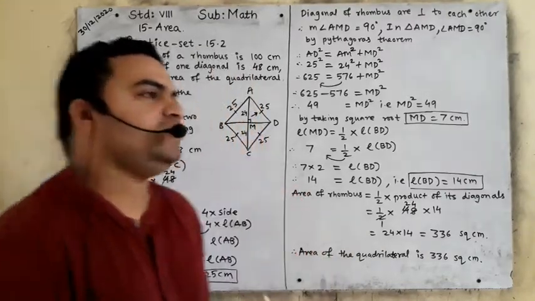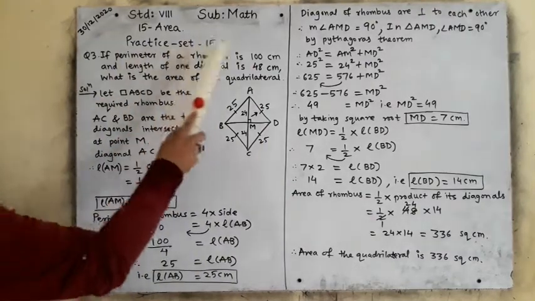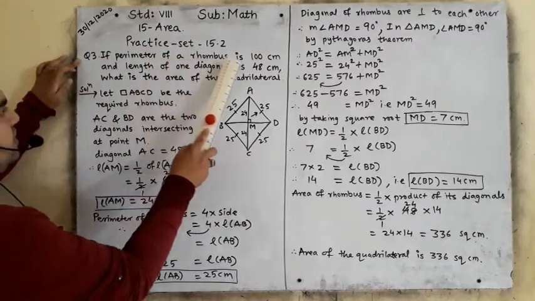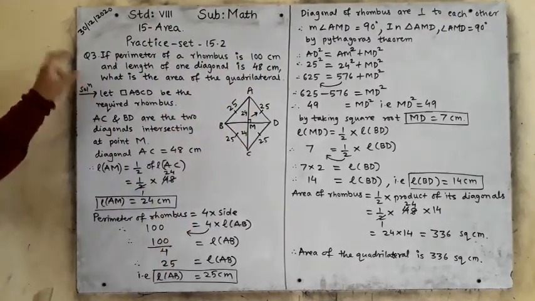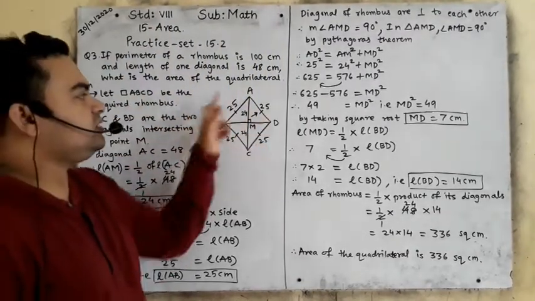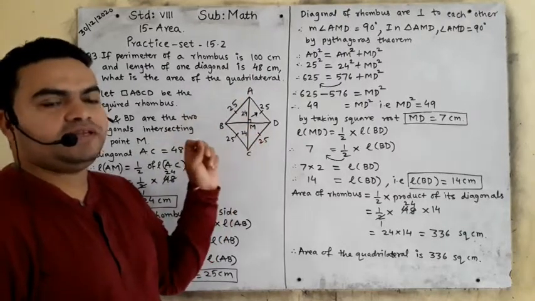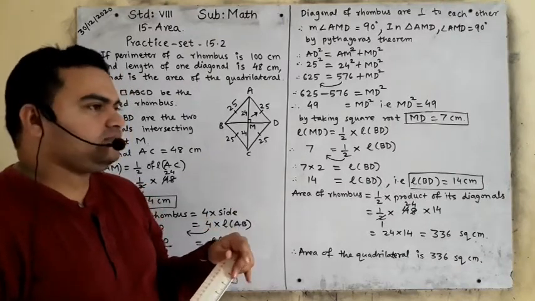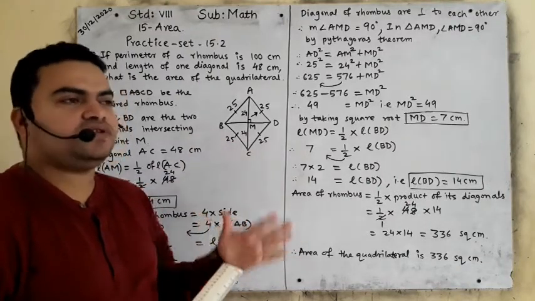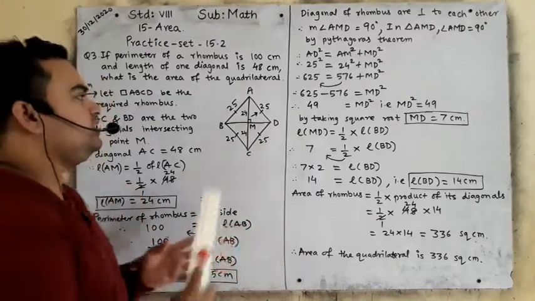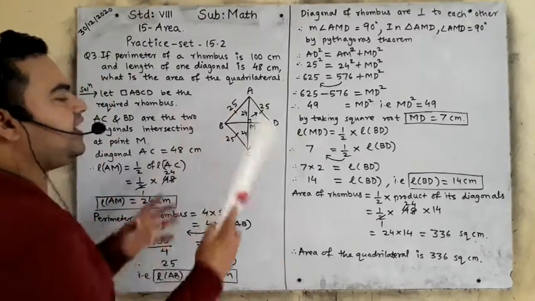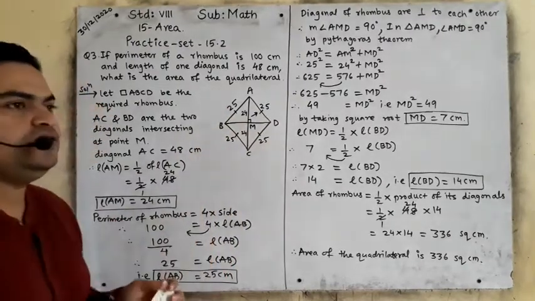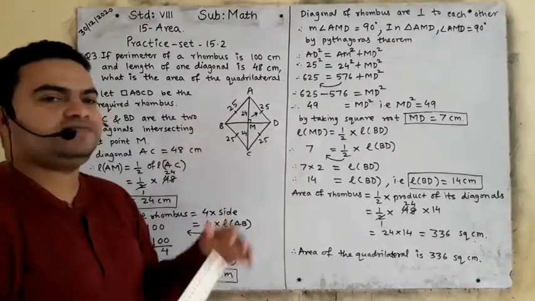Okay, so please pay attention towards the board. Practice set 15.2, question number 3. If perimeter of a rhombus is 100 cm, okay, perimeter means what? Sum of all the four sides, or perimeter of rhombus is equal to 4 multiplied by side. It means perimeter means charo sides ki addition is 100. See, 25, 25, 25, 25. So the sum of all the four sides will be 100.